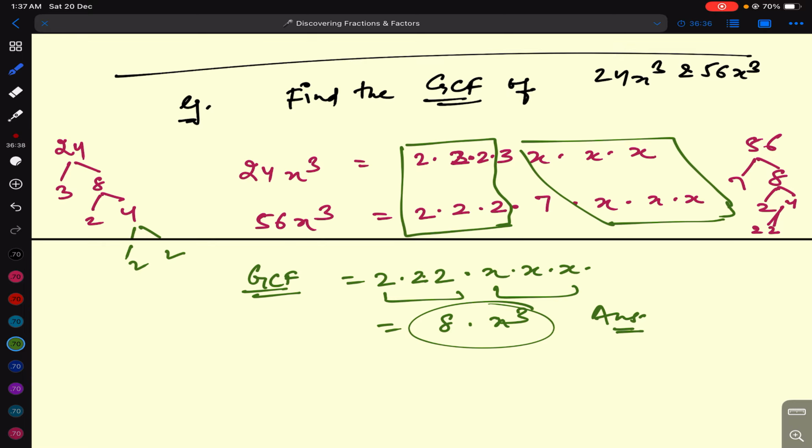I hope that is clear. This was all about lesson number 5, which is finding the greatest common factor. I hope the concept that we discussed here is clear to you.